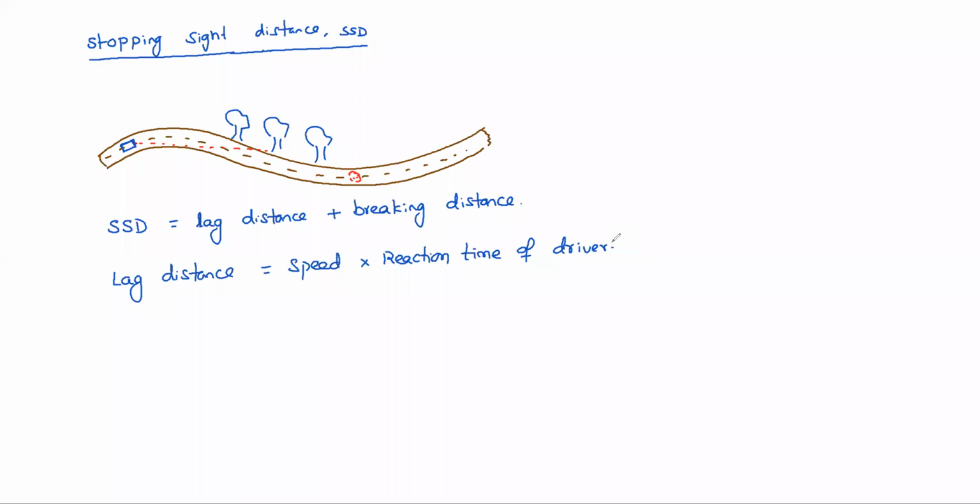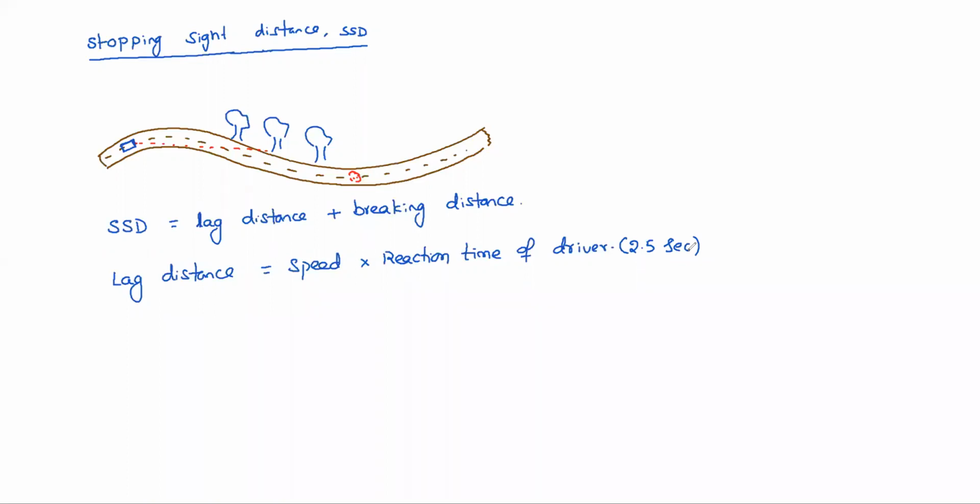That time is called reaction time. Reaction time is generally 2.5 seconds, though it varies from driver to driver. As per the IRC code, we need to take 2.5 seconds. Otherwise, in the GATE exam, they may specify the reaction time. Suppose a drunken driver may take 4 or 5 seconds, or a young driver may take only 1.5 seconds.